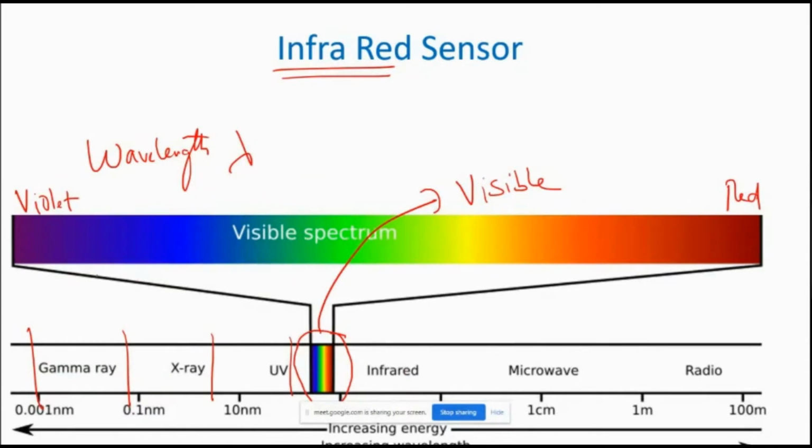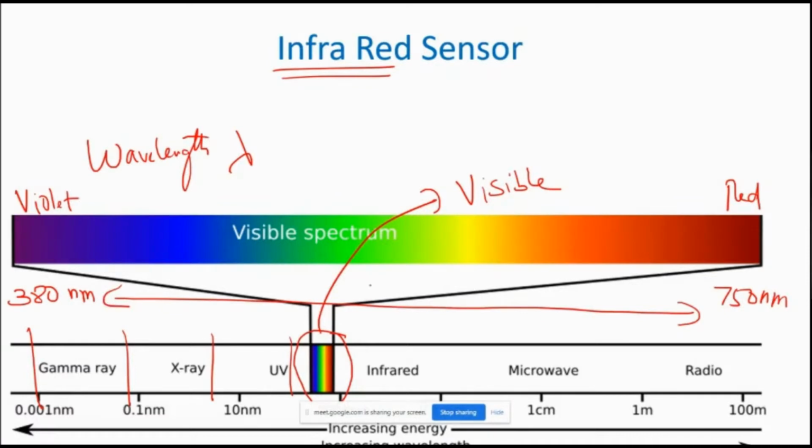The visible spectrum starts at somewhere around 380 nanometers, and the wavelength of red ends at somewhere around 750 nanometers. So the entire range from 380 nanometers to 750 nanometers is what we call the visible spectrum, and any light between these two wavelengths we can visually see. Any wavelength beyond this is not visible to human eyes. You cannot visually see that light. Such light we call infrared light or IR light.